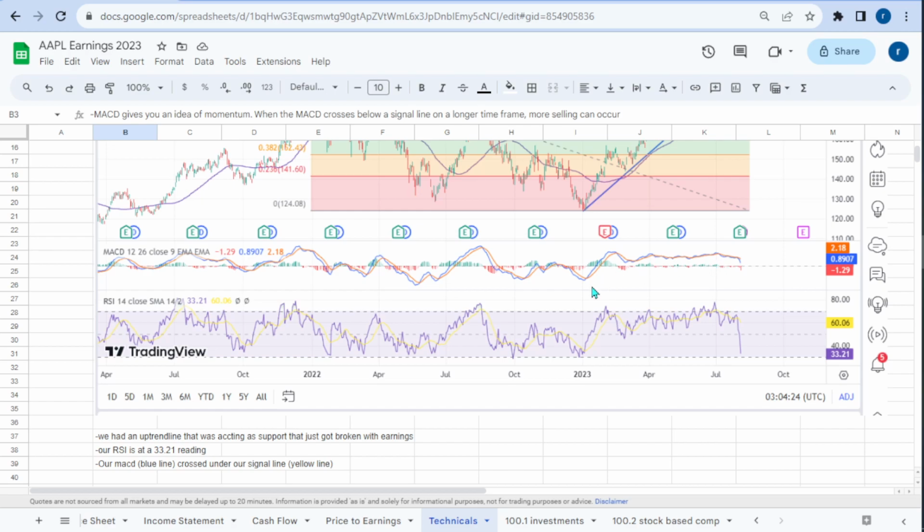So right here, this blue line is the MACD line. The yellow line is the signal line. If you take a close look at this, the blue line is strongly below the signal line. And you can even see these values right here. The MACD line is 0.89. The signal line is 2.18. So right now it's pretty heavily inverted. When technical traders see something like this, you tend to see a little bit more selling pressure going on.